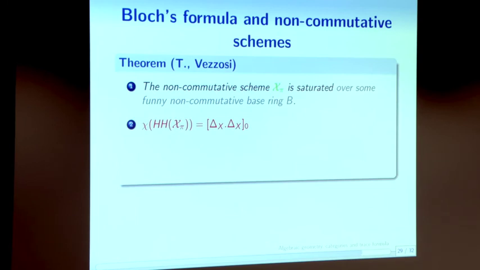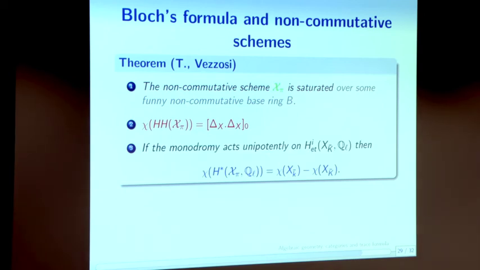Okay, so what do we know about this non-commutative space? First, we know it's saturated. It's saturated over a funny base. So it's not over little k. It's saturated over something which is itself non-commutative. It's itself a non-commutative base, but still it's saturated. If you compute the Hochschild homology and the Euler characteristic, you find this Bloch number. So I told you that I'm not going to define this, but you can take this as a definition.